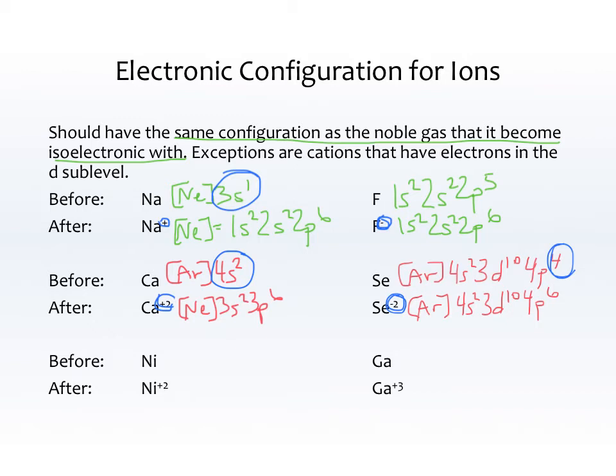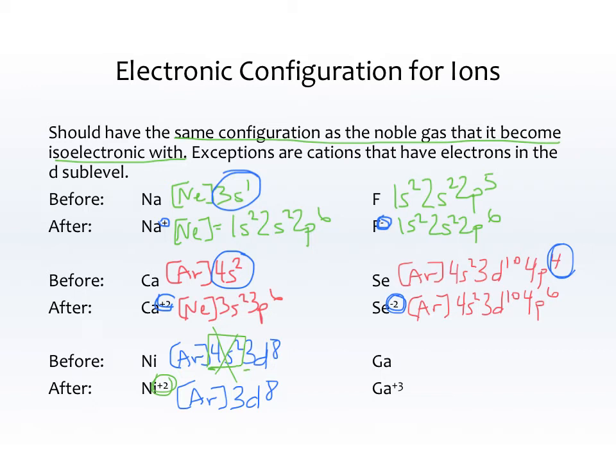Alright, so let's look at nickel. This is one of these exceptions. Typical nickel is argon 4s2 3d8. That is typical nickel. But nickel plus 2 is going to lose 2 electrons, 2 valence electrons from the highest energy level. 4 is a higher energy level than 3. So the highest energy level is the 4s2. That's what's going to go away. So nickel plus 2, after it's lost 2, will become argon 3d8.